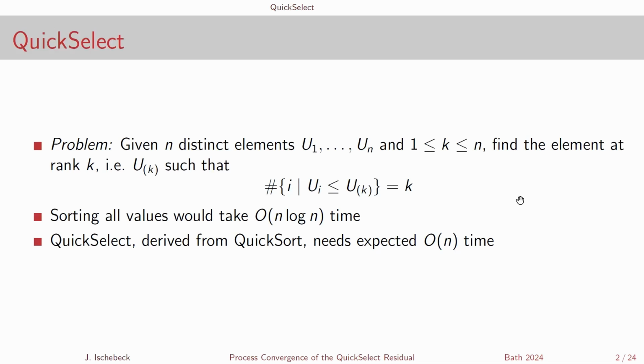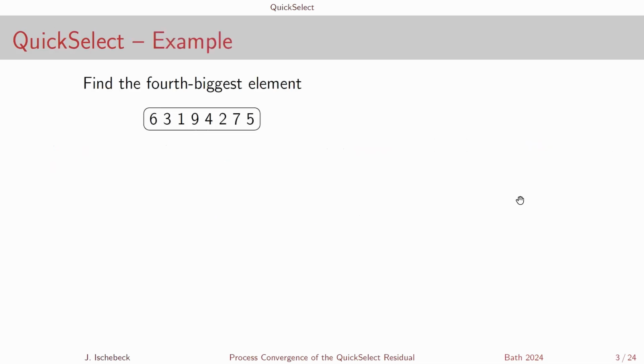A normal computer scientist would just sort all of these values and then take the kth one. That would take n log n time, but we can get to O(n) time if we use quick select, and it's a kind of variant of quick sort, and that's how it works.